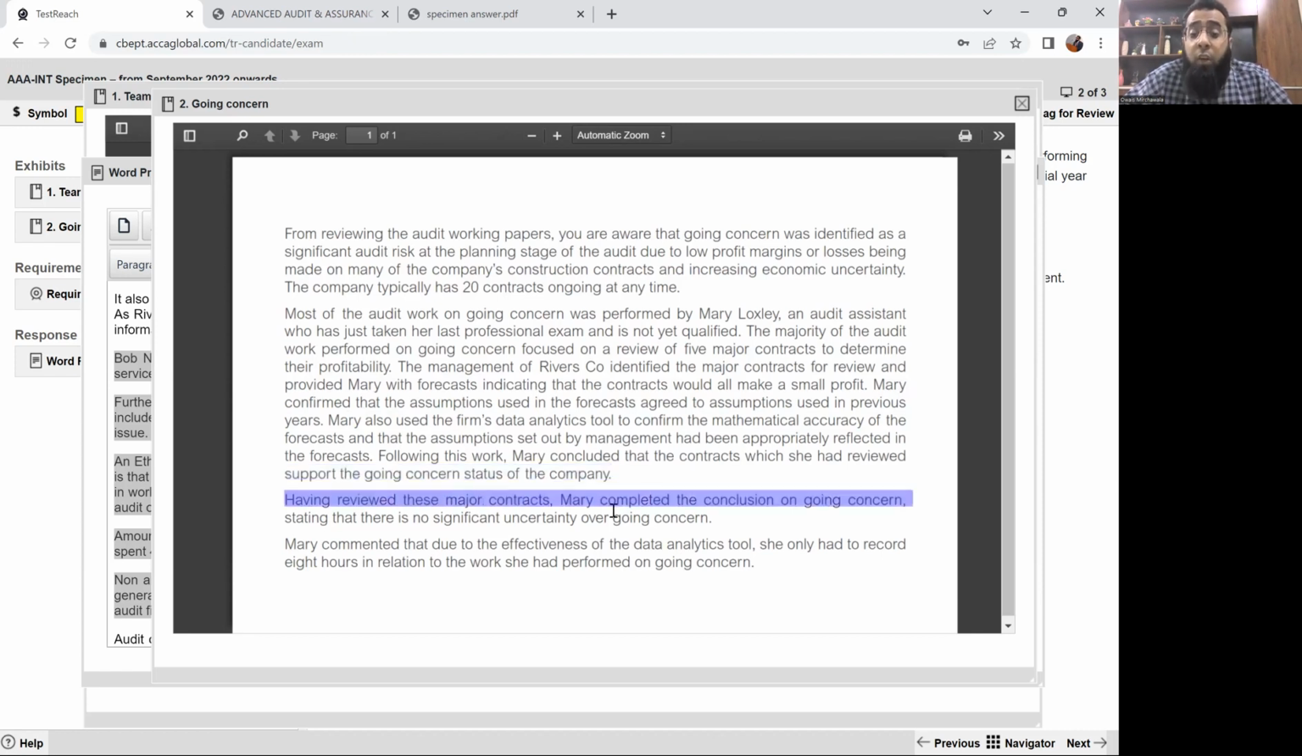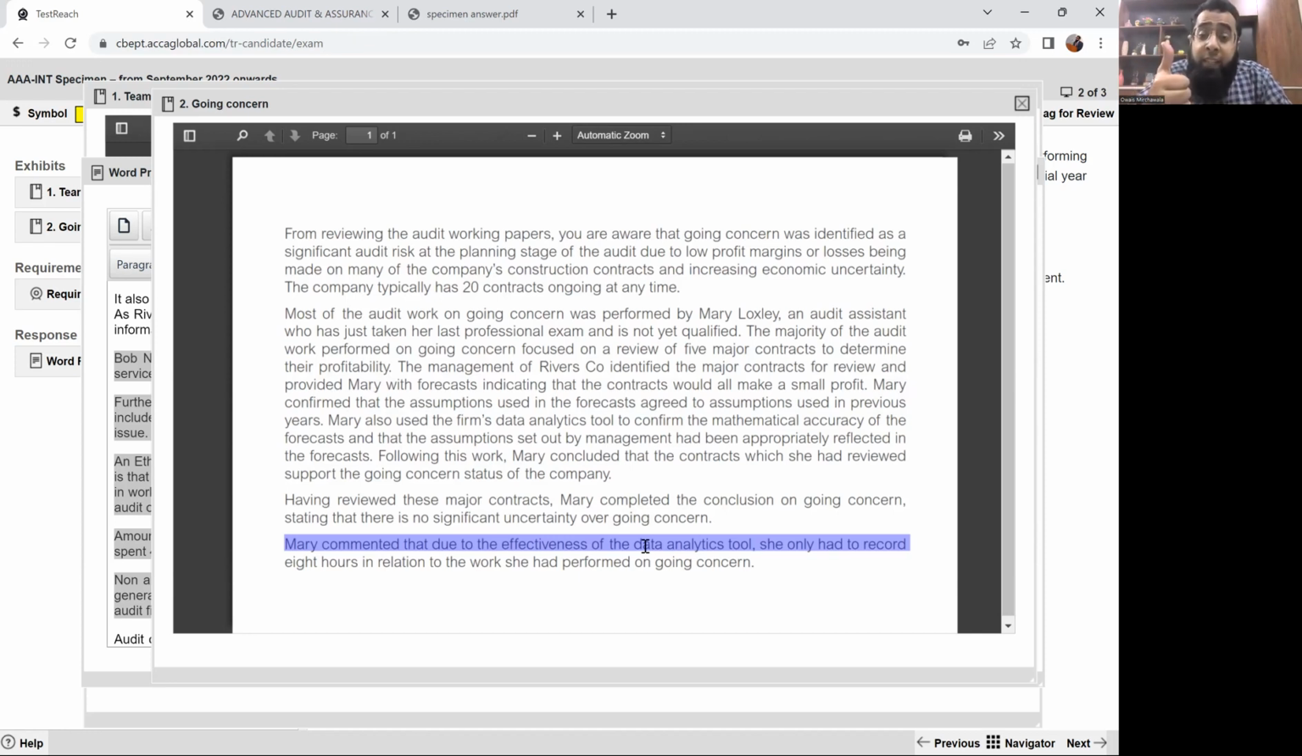Having reviewed these major contracts, Mary completed the conclusion on going concern, stating that there is no significant uncertainty. Mary commented that due to the effectiveness of the data analytics tool, she only had to record 8 hours. So if you remember this exhibit, we identified many points in this.